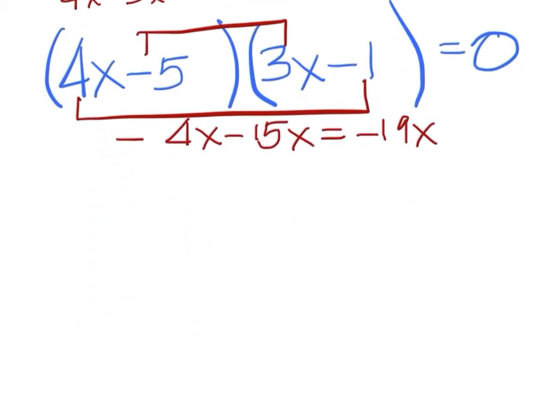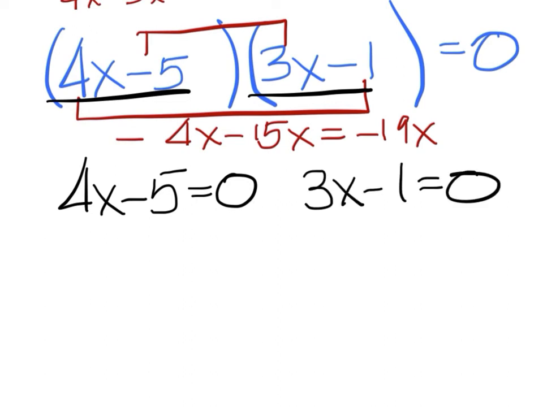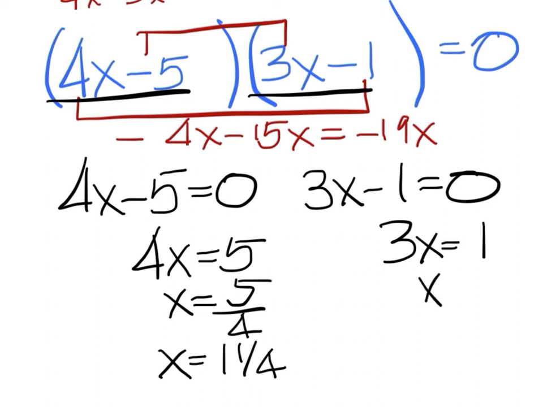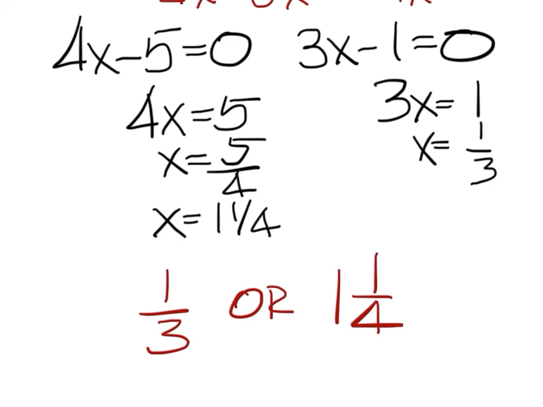So I have to set both of these equal to 0. 4x minus 5 equals 0, and 3x minus 1 equals 0. Move the minus 5 over, change the sign, and divide by 4. That would give you a 1 1/4. And over here, move the minus 1 over, change the sign, and divide by 3. So your final answers should be 1/3 or 1 1/4.